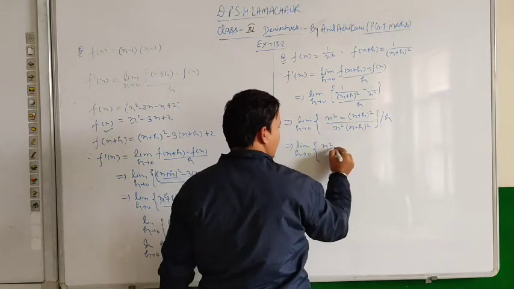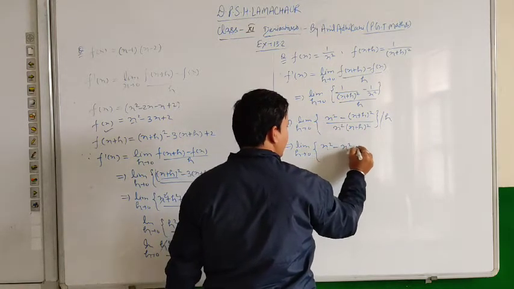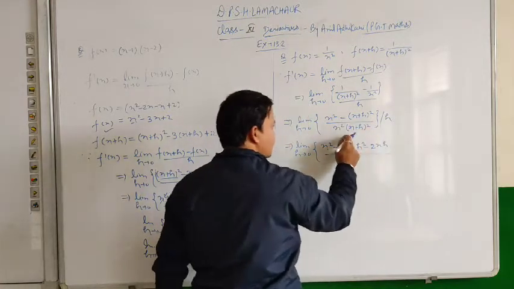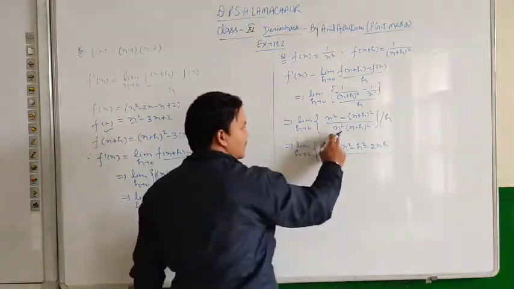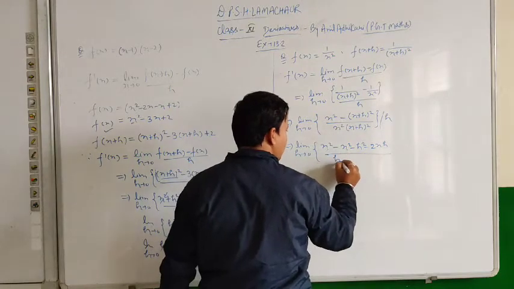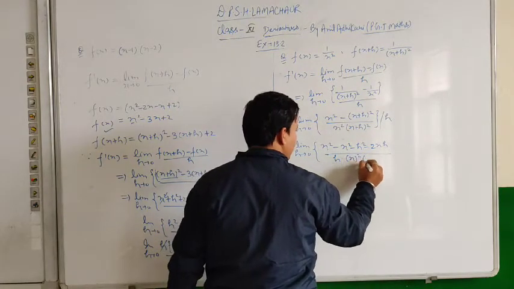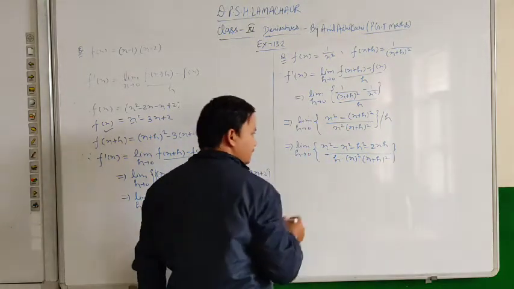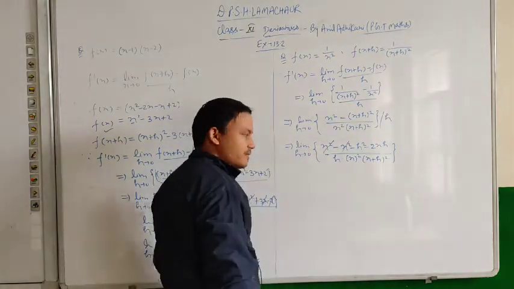Now open this whole square, so we get minus x square minus h square minus 2 times xh, divided by this h, which will be multiplied with x square and x plus h whole square. So this will be h times x square times x plus h whole square. Okay, now you can see x square and x square will cancel out.